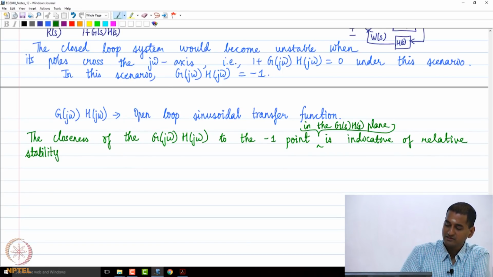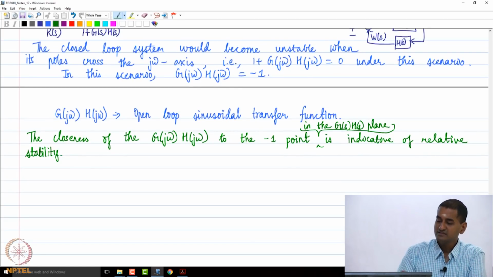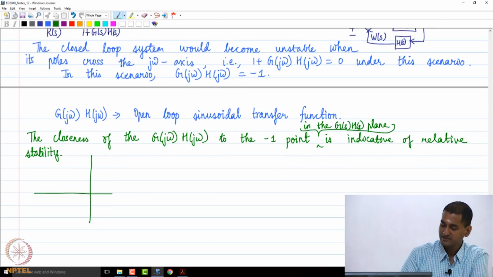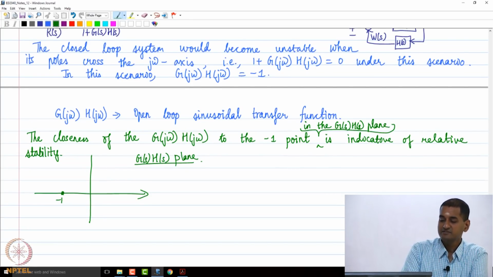Okay, so that is what one could conclude from this. See, what does it mean? Let us say I have the G(s)H(s) plane, and let us say this is my minus 1 point. Let us say I have some system's Nyquist plot, which starts from the origin, comes like this and goes like this.